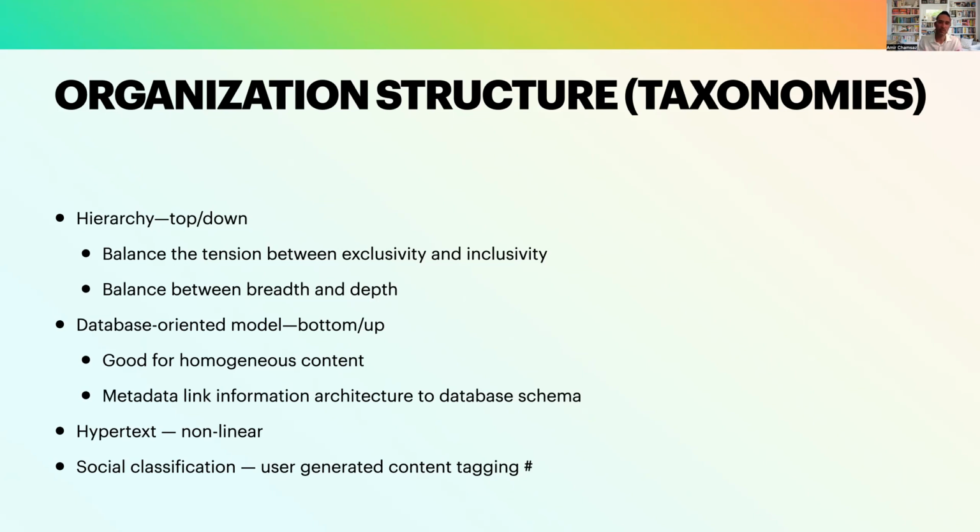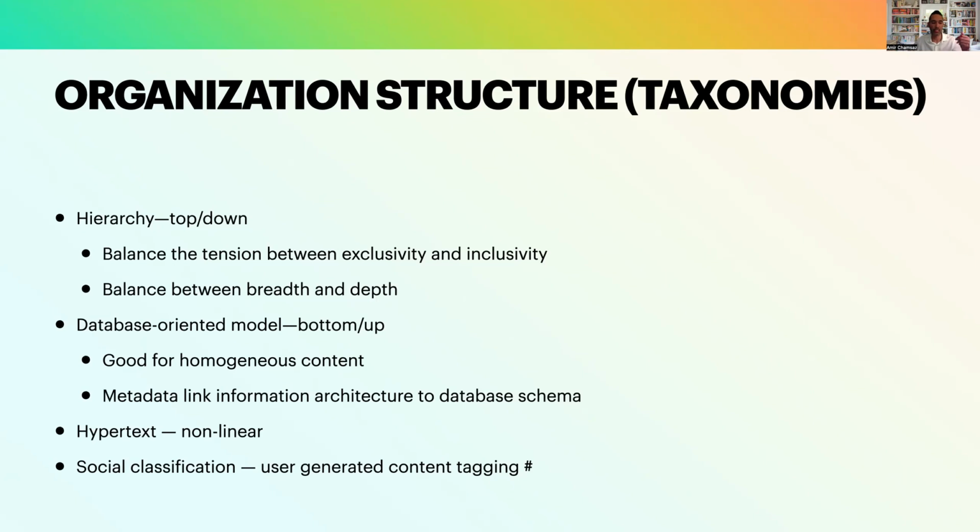So that's the tension between exclusivity and inclusivity, making sure how many items to put in the navigation and how exclusive or inclusive you want to be. Then the balance between breadth and depth: how many items would be in the navigation and how deep the navigation is going to be. You don't want too many items in one list, but you don't want it to be very deep, meaning you have to click too many levels to find something. So you want a balance there.